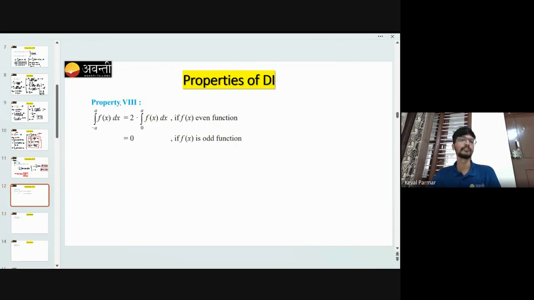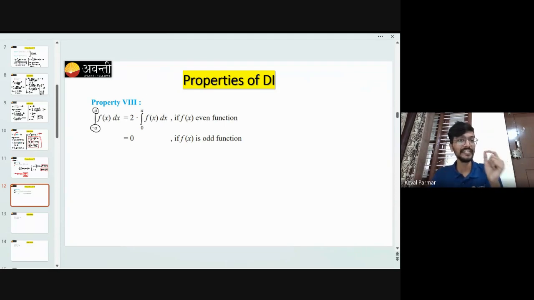Okay, let's look at another property first. This is the last or second last property, I would like to say. This is a property similar to queen. As you can see, this property is similar to queen, but here the limits are minus a to a.